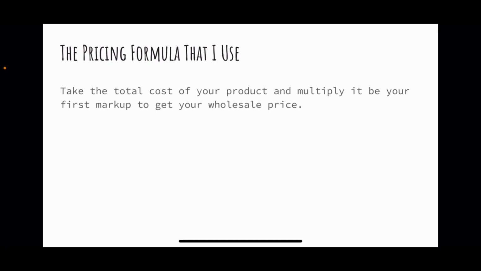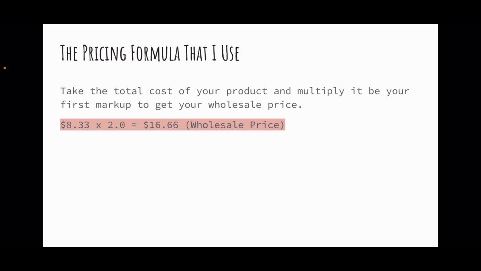So now that we have that, we're going to take the cost of our product and multiply it by our first markup, which is times 2. This gets us our wholesale price. So that's going to be $16.66 because we took $8.33, multiplied that by 2.